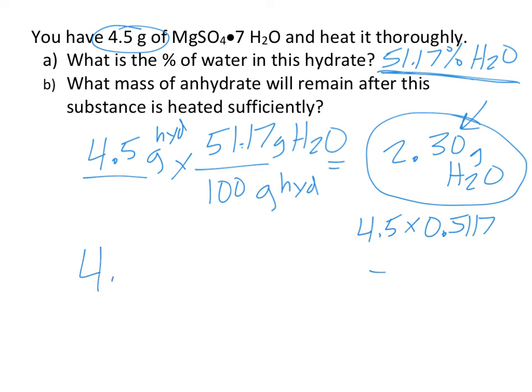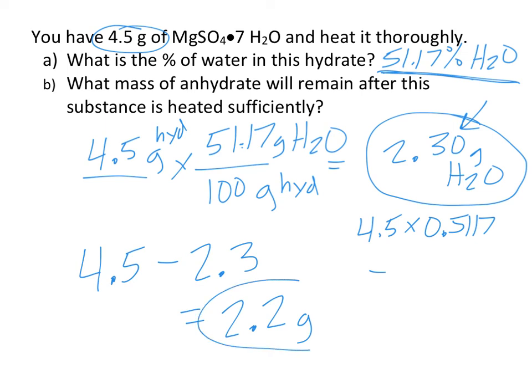So how much is left after you heat all the water away? We're just subtracting the water lost. And so the remaining amount, the dry anhydrate, is 2.2 grams. So if you heat this long enough, all the water will vaporize, and all that's remaining is the 2.2 grams of the anhydrate left.